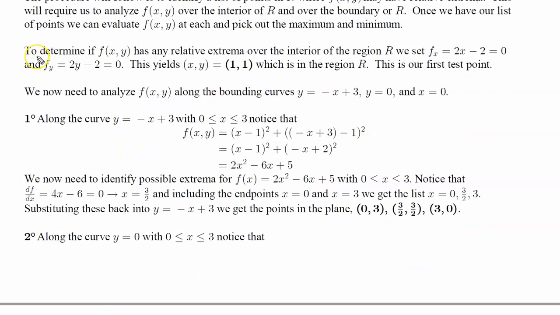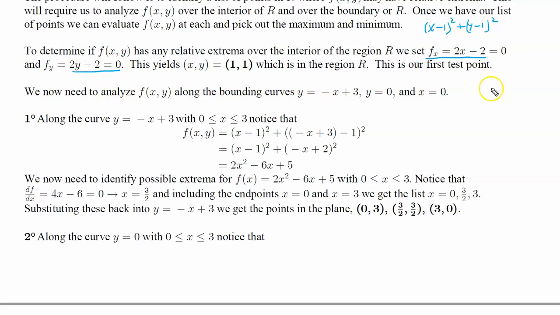So the first thing we want to do is to determine if f has any relative extrema over the interior of the region R. So we find our critical points. So we set f sub x, that's going to be 2x minus 2, equal to 0, right? Remember here that f is the function (x minus 1) squared plus (y minus 1) squared. So differentiating with respect to x, we get this. Differentiating with respect to y, we get this. Set it equal to 0.